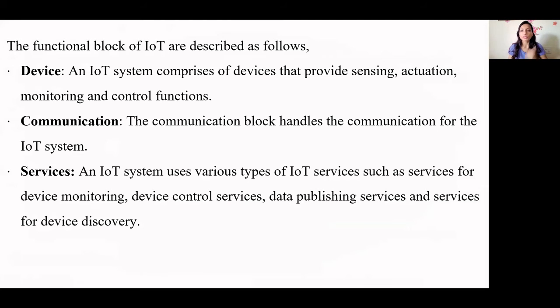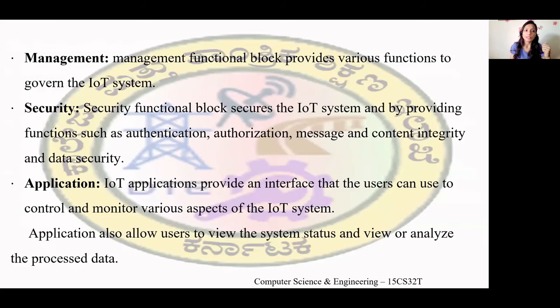Device means you can do sensing, actuation, monitoring, and control. Communication helps in communicating between two devices in an IoT system, and it uses IoT protocols. Third is services: control services, publish services, all of that. Management takes care of managing all these devices. Maybe they need maintenance, all those things are taken care of in management.